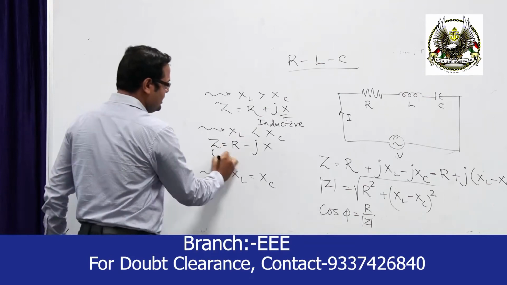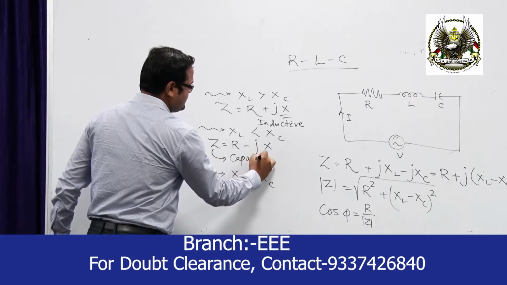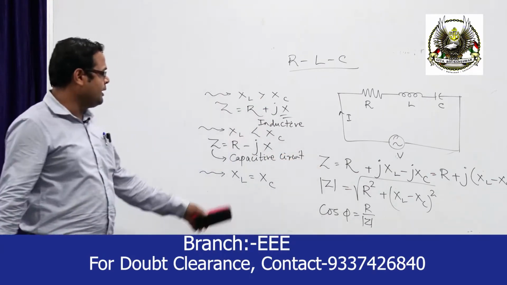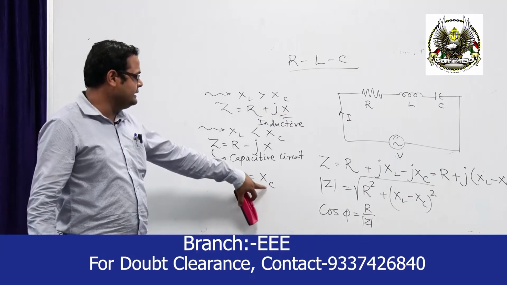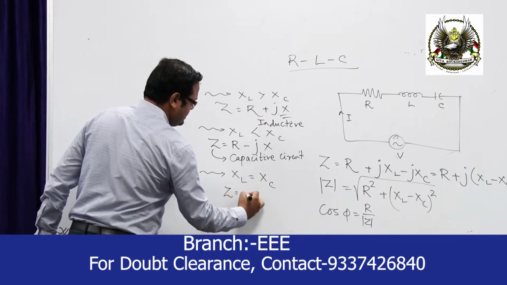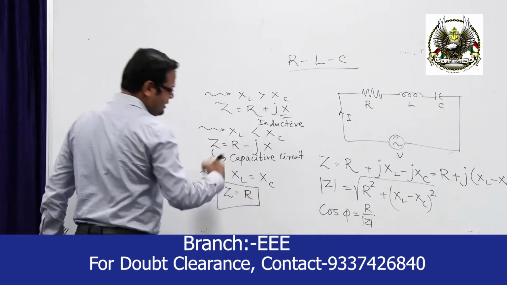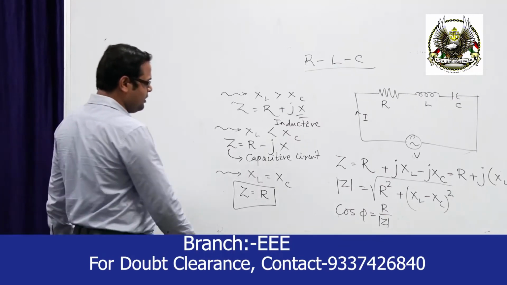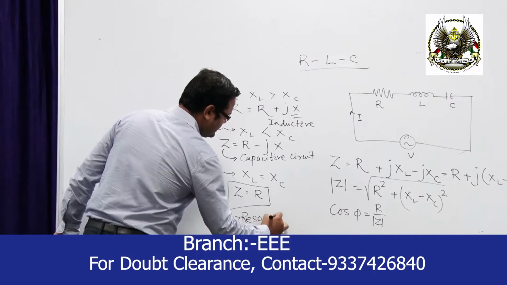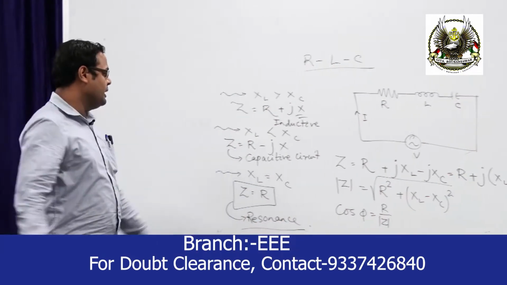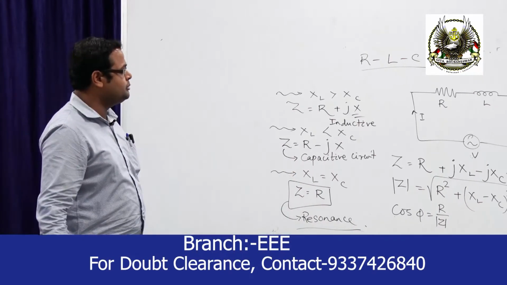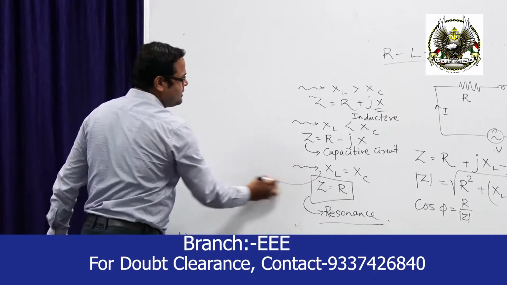So, at this particular stage it is behaving as a capacitive circuit, and when you are taking your XL equal to XC, at this particular stage your Z is equal to R, and this condition is called the condition for resonance. This is the resonating condition, or resonance, where your XL is equal to XC. So, from this we are finding the resonating frequency for a RLC series network.